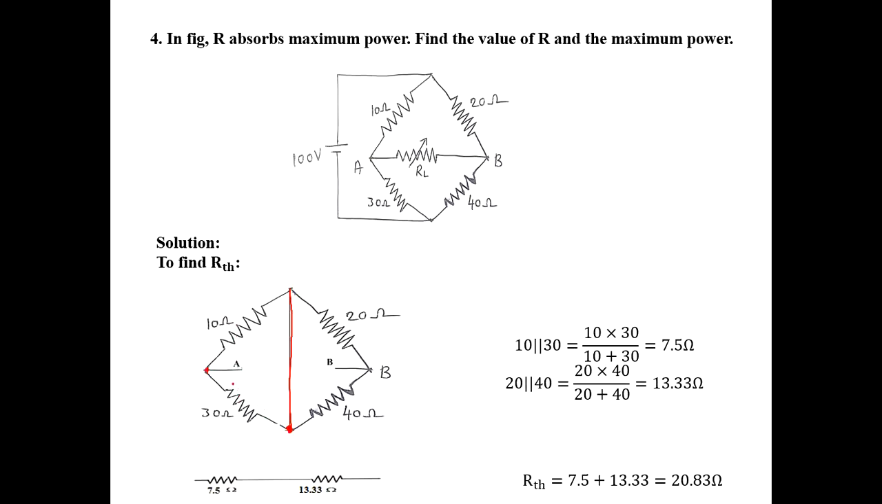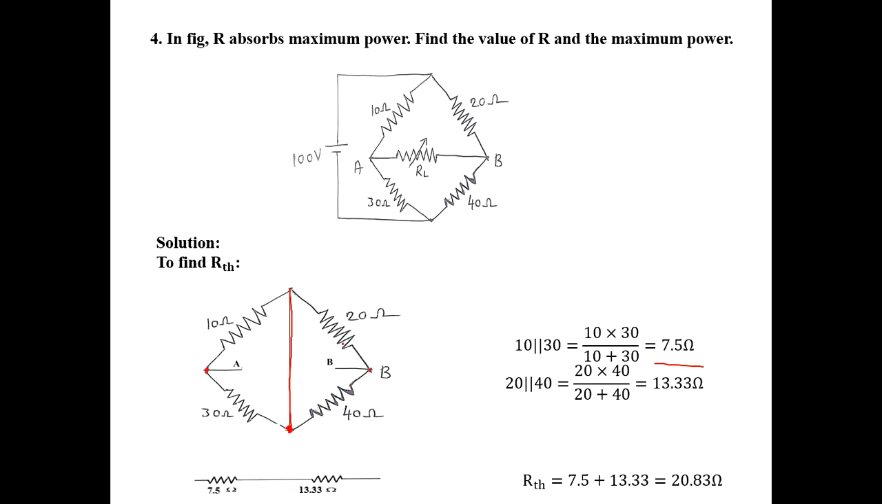Here these two resistors are having two common points. We can write the value as 10 parallel 30, because it is having two common points. 10 parallel 30 is equal to 10 into 30 divided by 10 plus 30, which is equal to 7.5 ohm. Similarly, these two resistors are connected in parallel.